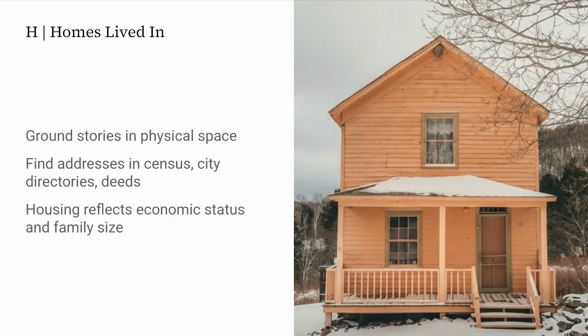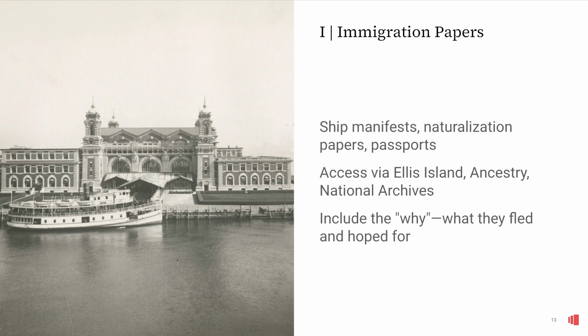When you describe the home, readers can picture where the kitchen table conversations happened, where children played, and where life unfolded. I is for immigration papers. Ship manifests, naturalization papers, and passports document incredible journeys and capture the courage of leaving everything behind. Access these through the Ellis Island Database, Ancestry, Storied, or the National Archives.